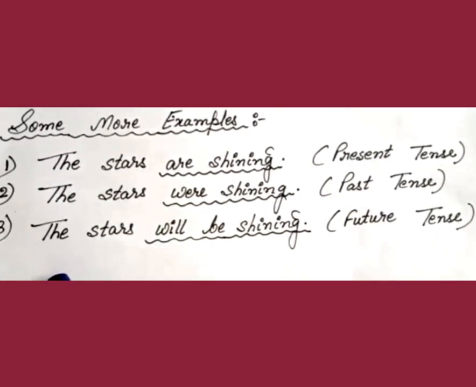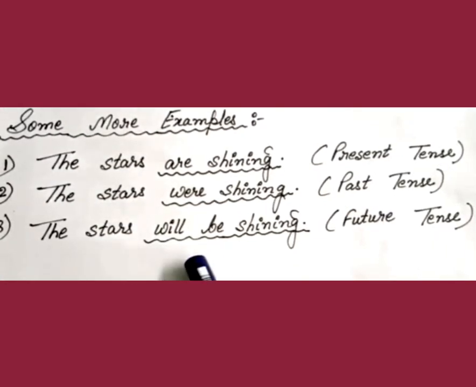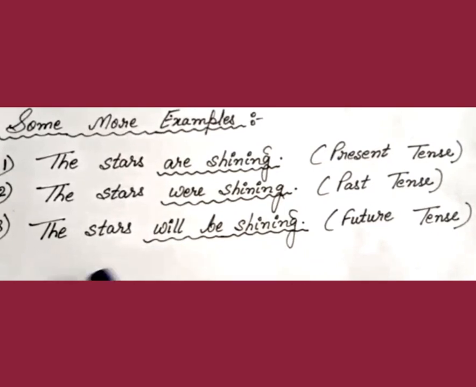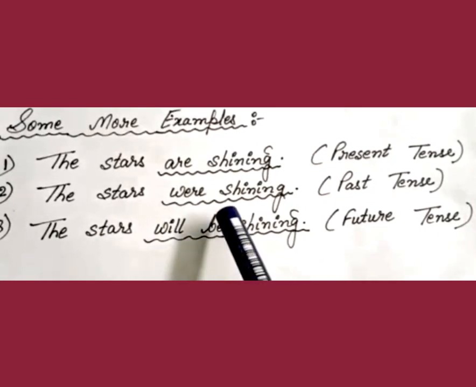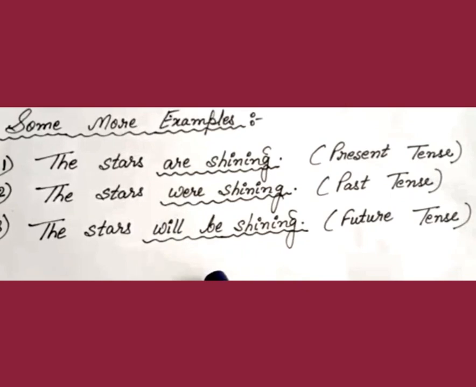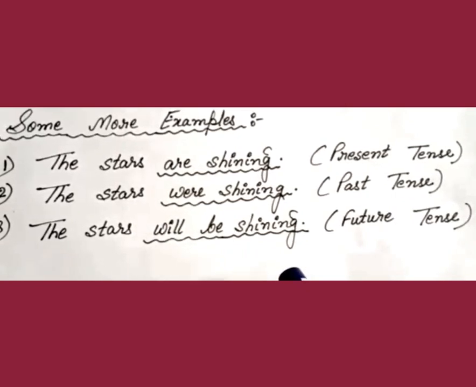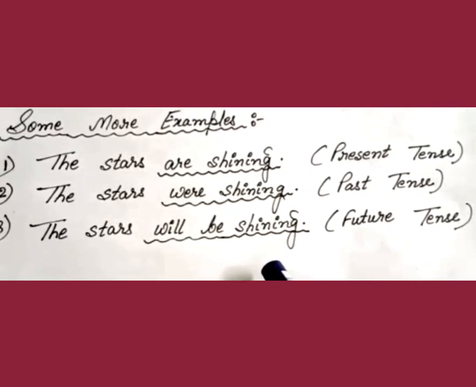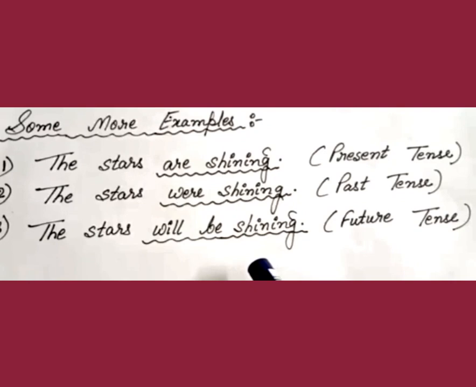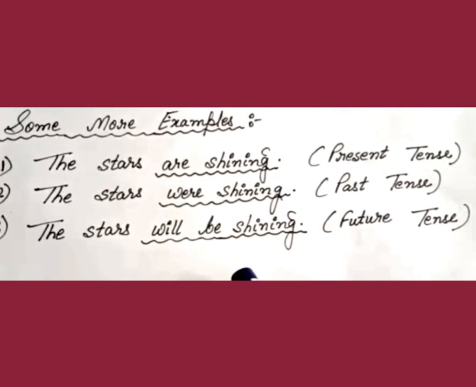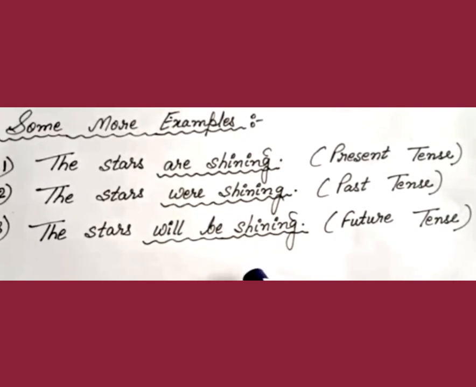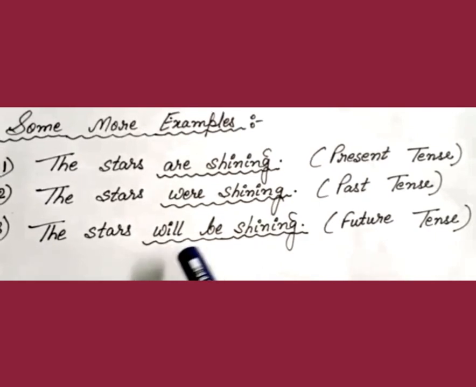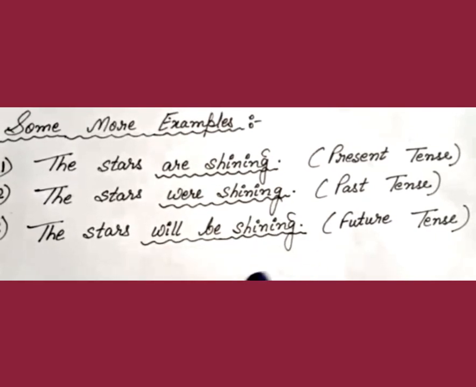The third sentence, the stars will be shining. If you read the sentence, you know the form of the verb, will be, tells you that this action does not belong to the present time. Neither does it belong to the past time. Rather, this action is being referred to an action that will be taking place in the future. That means the stars will be shining, means in the future this action will be continuing.